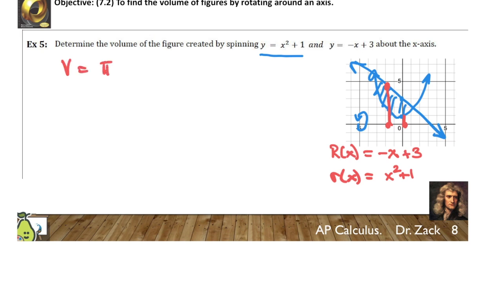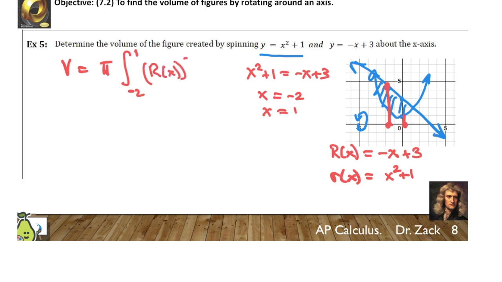In this case, we want to find the integral from, I need to know where they intersect. So x squared plus 1 is set equal to negative x plus 3. Once you solve it, you find out that your x's are going to be equal to negative 2 and x is equal to 1. So we're going to integrate from negative 2 to 1. Big R squared minus little r of x squared, and these are x values. Dx, make sure you use a bracket or extra set of parentheses to represent what's happening.